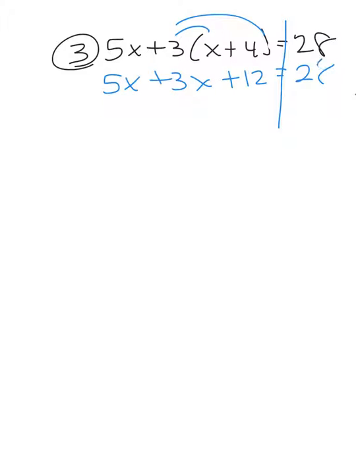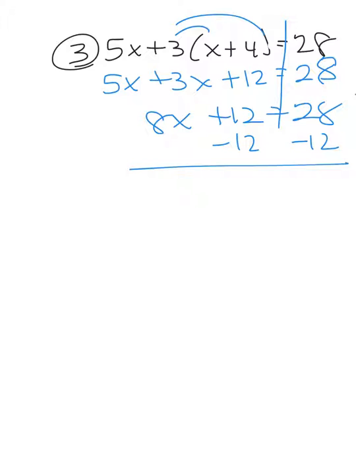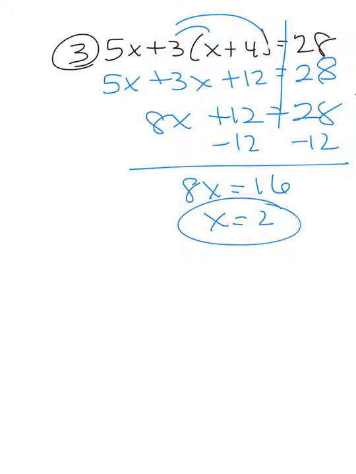And similar to the last problem, I can combine some like terms before I start moving things. So I have 5x plus 3x gives me 8x, plus 12 is equal to 28. And trying to get my x by itself, I'll do the opposite operation, which is subtract 12. And I have 8x is equal to 16. So x is equal to 2. So that's my final answer.